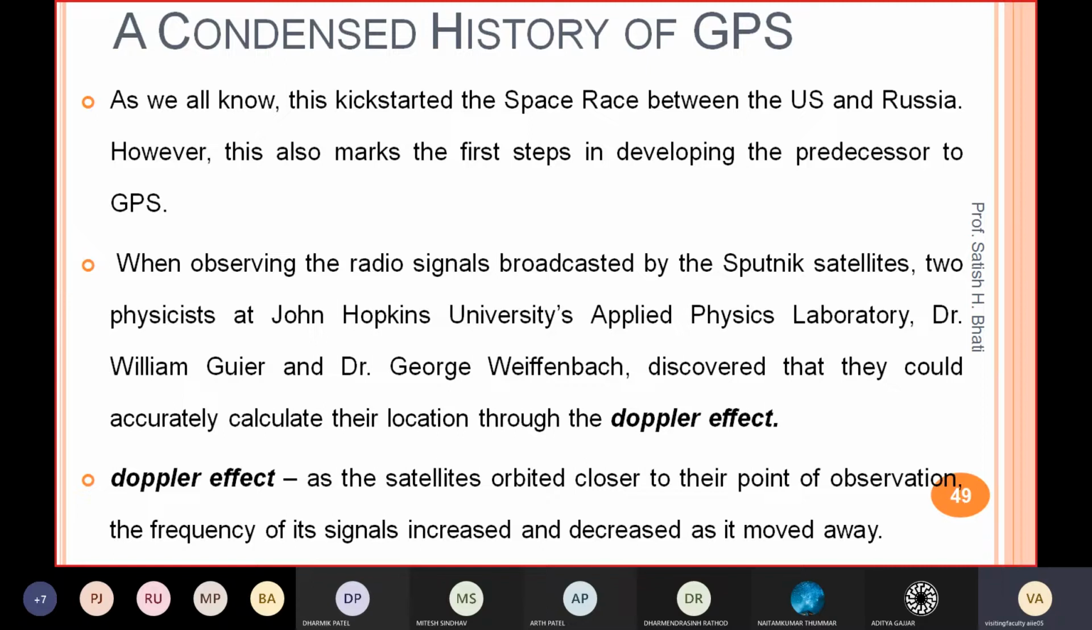So this effect is like, when a satellite in orbit comes closer to the point of observation, the frequency of its signal increases and decreases as it moves near or far, right? So as the satellite is moving in orbit and you set an observation point, the frequency of the signal will increase or decrease as the satellite moves. From that we can find the position of the satellite in orbit from your observation point, right?